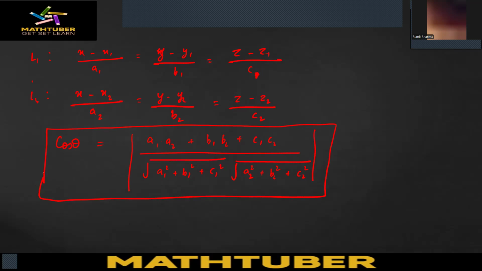Right? So from here we can also find out the condition for perpendicularity and the condition for parallelism. So let us say L1 is parallel to L2. In that case, a1 upon a2, as I told you earlier also, b1 upon b2 is equal to c1 upon c2. Their direction ratios must be proportional to each other.